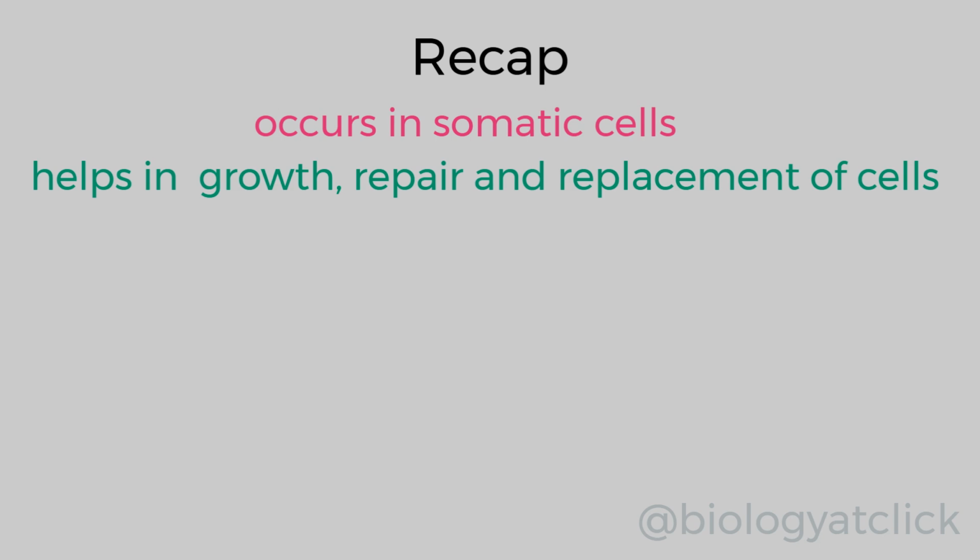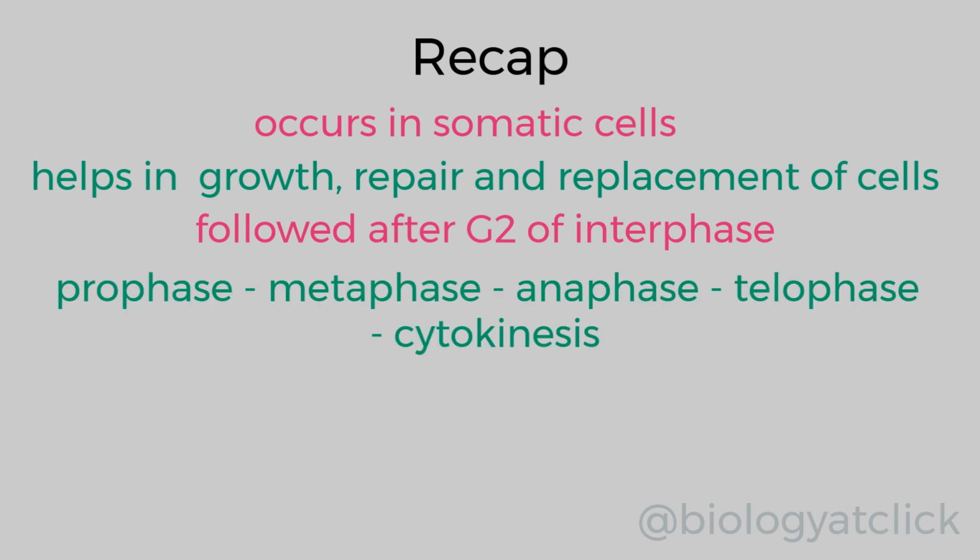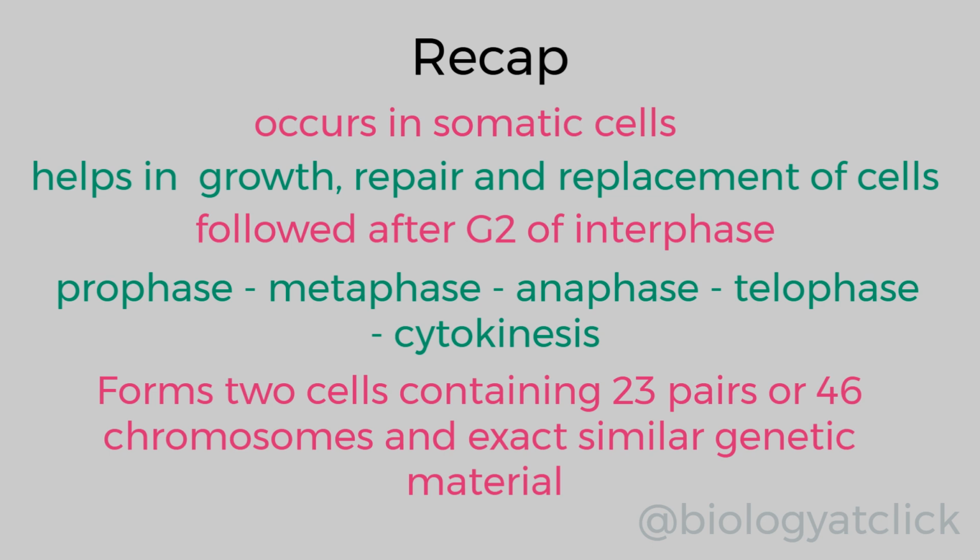Let's recap. Mitosis occurs in somatic cells. It helps in growth, repair and replacement. Mitosis starts immediately after G2 of the interphase. Mitosis occurs in the sequence of prophase, metaphase, anaphase, telophase and cytokinesis. Lastly, mitosis forms two new cells at the end that have the same genetic material as the parent cell, containing 23 pairs of 46 chromosomes.